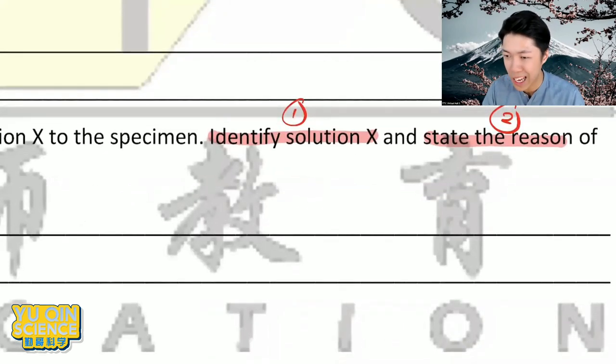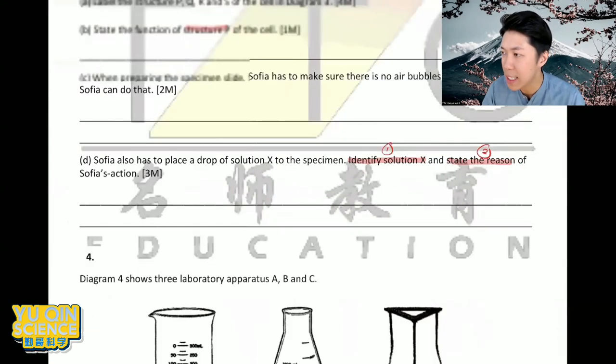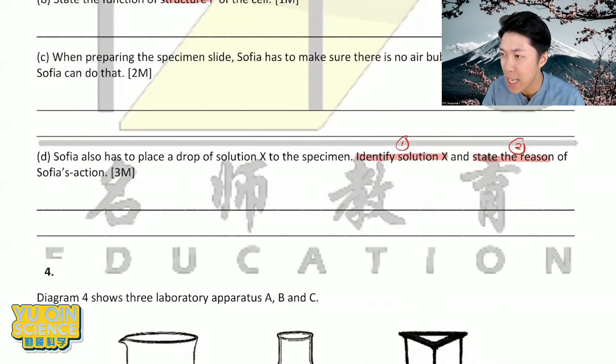Identify solution X. This is my hint: this is an animal cell, so you should know. No, Ryan. Why do you say the opposite? This is an animal cell. Check again, Ryan. That's for plant cell. Iodine is for plant cell, by the way. Oh, I just said the opposite already. You sure?